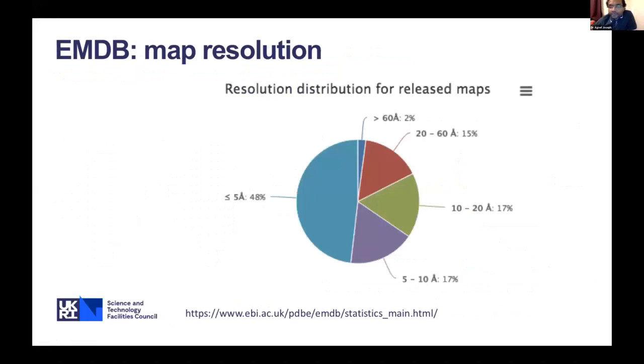This is again the resolution distribution of cryo-EM maps in EMDB. If you look at the distribution, you see that the number of structures better than 5 angstroms is roughly half. And if you look closely into this segment, you can see that the majority of this segment of the distribution belongs to 3 to 5 angstrom, and there are only a bit less than 1,000 structures which are better than 3 angstrom resolution.